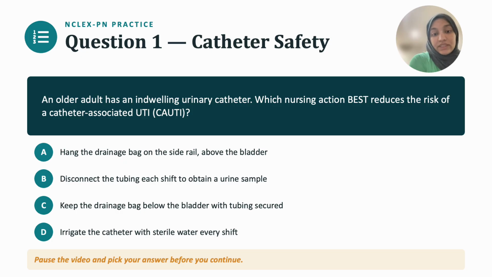Hang the drainage bag on the side rail above the bladder. Disconnect the tubing each shift to obtain a urine sample. Keep the drainage bag below the bladder with tubing secured. Irrigate the catheter with sterile water every shift. Now, you can pause the video and pick your answer before you continue. I will give you 5 more seconds and then move on to the next slide to look at the answer.